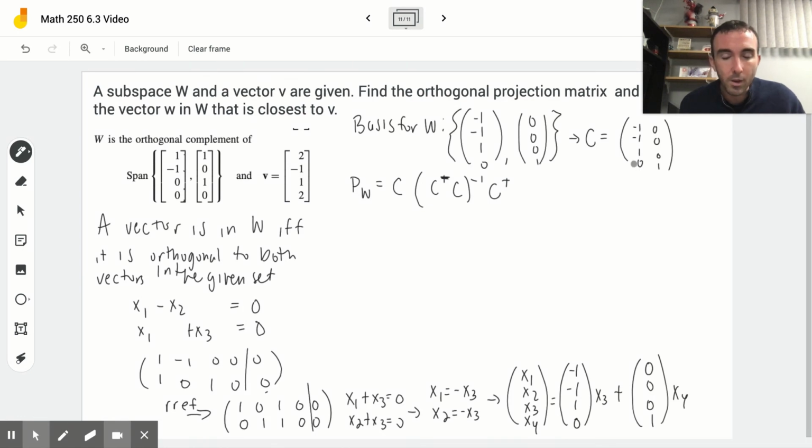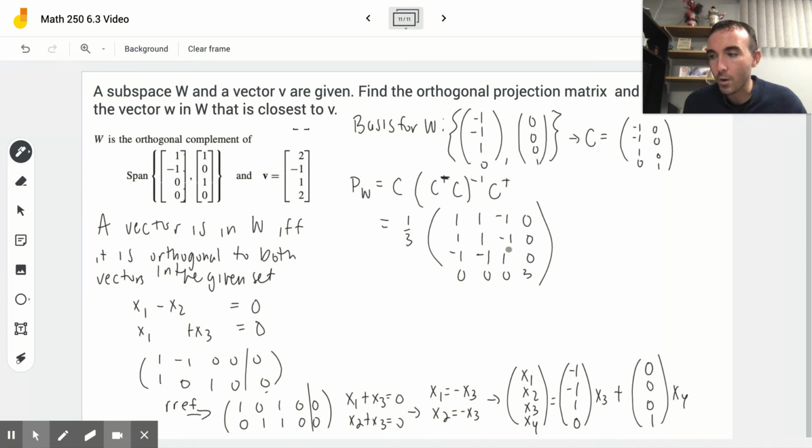At this point, some of these computations are ugly, so I would recommend using an online calculator for this, using this as your matrix C. And when all said and done, it comes out beautifully. Maybe it would have been fun to multiply out, but I don't want to add to your homework time. So you get out these nice numbers here, with a 3 on the bottom right. So that's our orthogonal projection matrix.